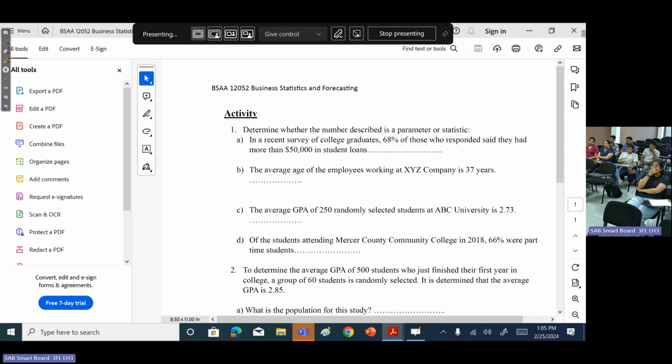Do that one. Question number 1: determine whether the number described is a parameter or a statistic. Okay, these are some numbers presented in four statements. You want to write it out: is it a parameter or a statistic? Is it a characteristic of the population, or is it a characteristic of the sample? Then hurry up with question number 1.